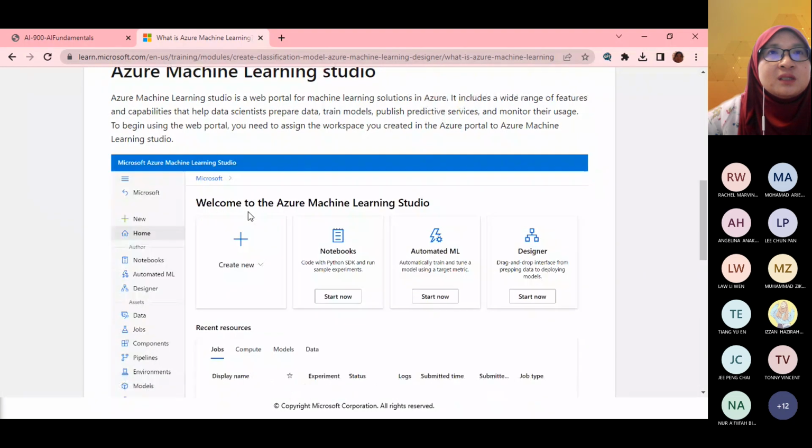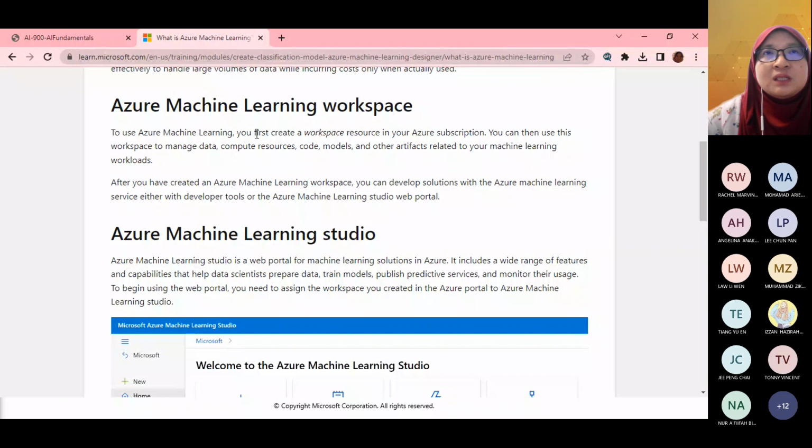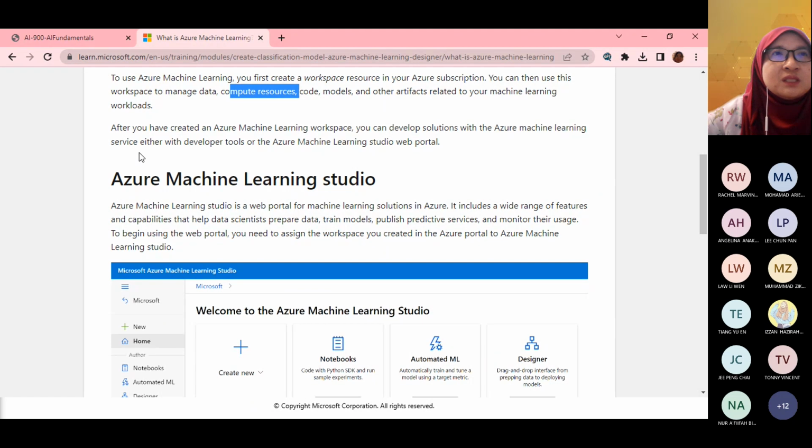So there is information about the Azure machine learning workspace. To use machine learning, you first create a workspace resource in your Azure subscription. Hopefully everyone has successfully subscribed to Azure. You can then use this workspace to manage your data, compute, source code, resources, code, as well as models for your machine learning workload. After you have created the Azure machine learning workspace, you can develop a solution using the Azure machine learning service.